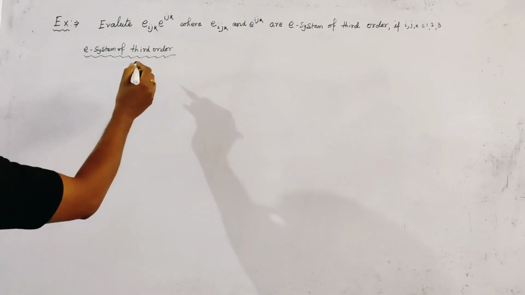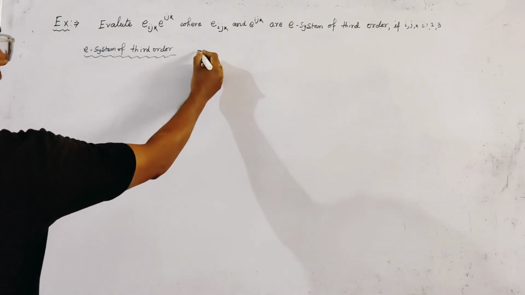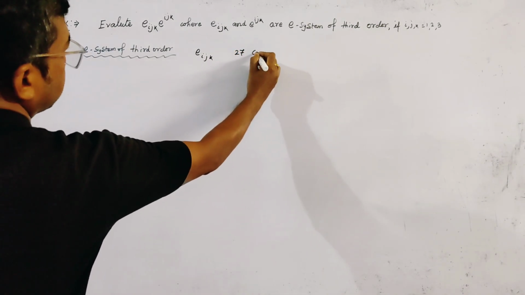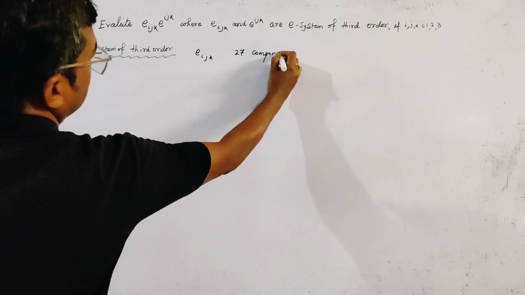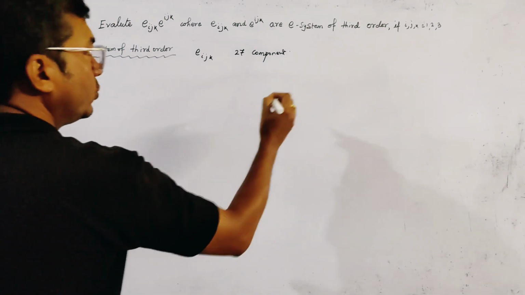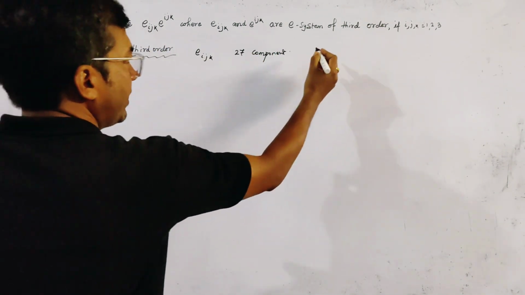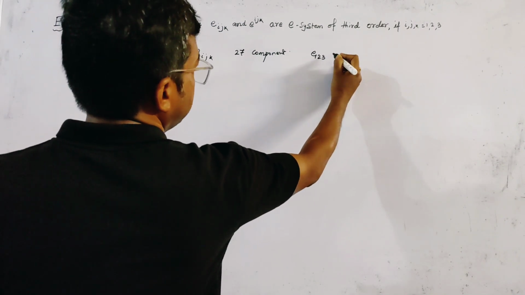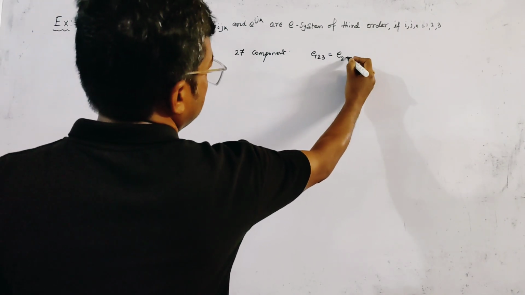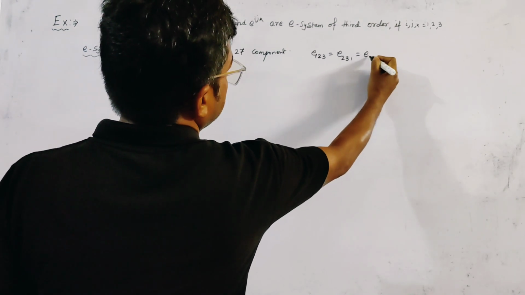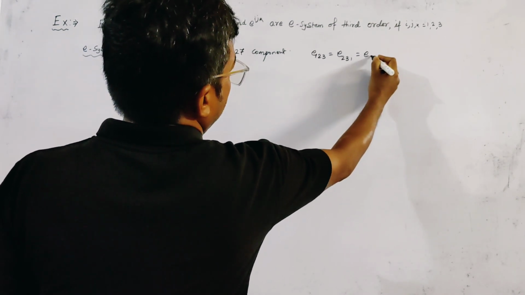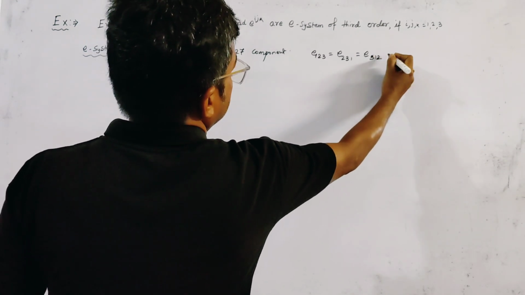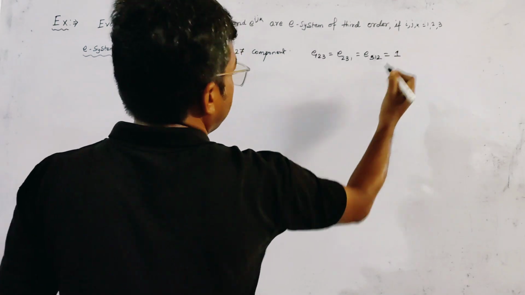For the E system of third order, we clearly see that E_ijk has 27 components. We define the E system of third order as: E_123 is equal to E_231, which is equal to E_312. These three quantities are equal to 1.